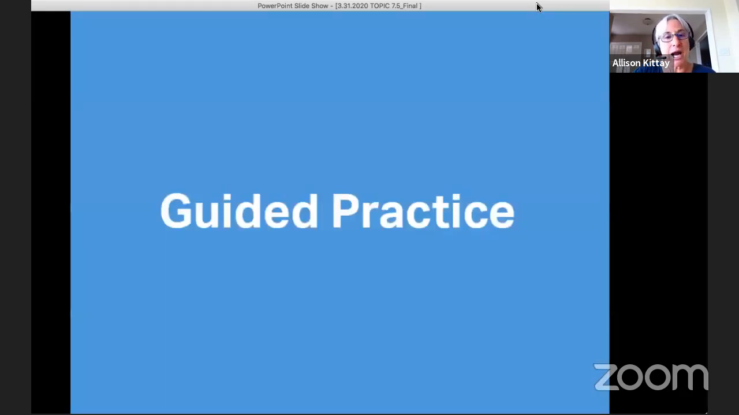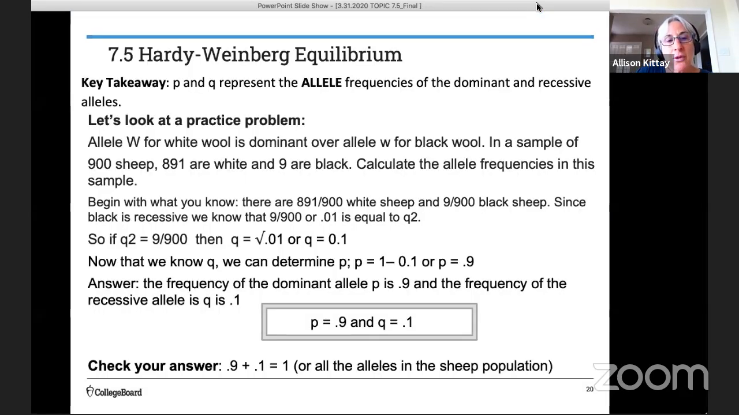All right, so let's get some practice. I'm going to go through a couple of problems and then I'm going to let you practice on your own. Okay, so the key takeaway for this first one is that P and Q represent the allele frequencies of the dominant and recessive alleles. Let's look at a practice problem.